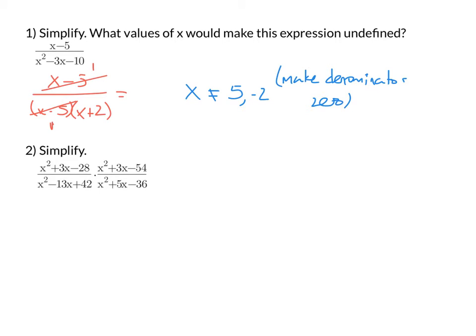So when we write our simplified version, we have a 1 on top, and on bottom it's 1 times x plus 2, which is just x plus 2. And there's the simplified version in number 1.